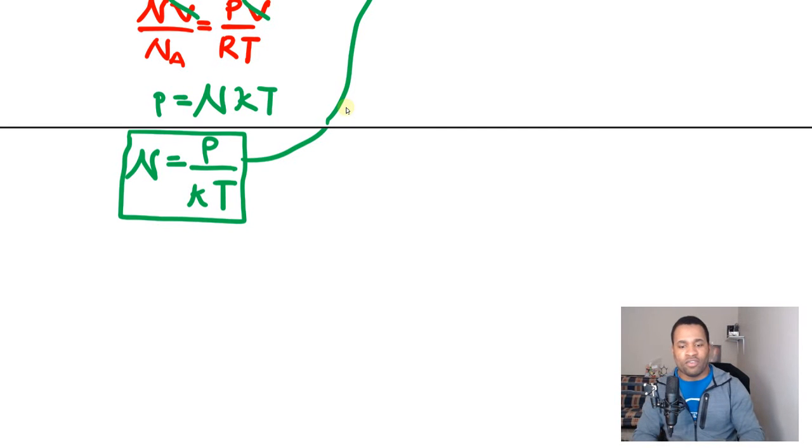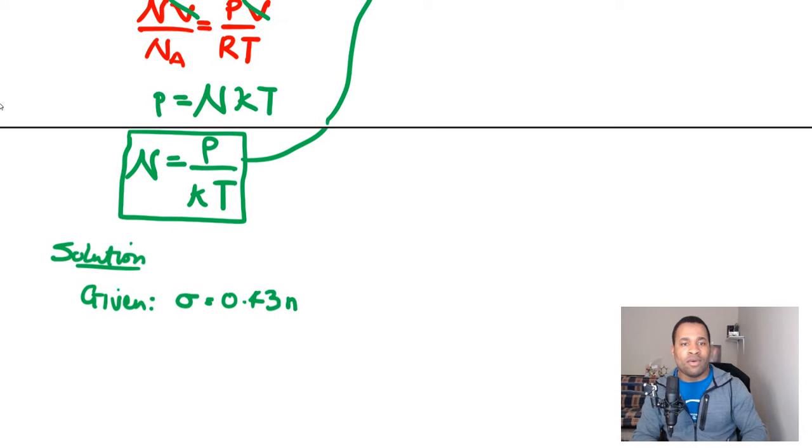First we have our solution to this problem. We need to state the givens. In this question we are given the cross-sectional area to be 0.43 nanometers squared, the pressure equal to 12.1 kilopascals, and the temperature equal to 217 kelvins.